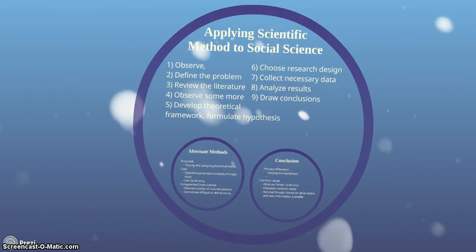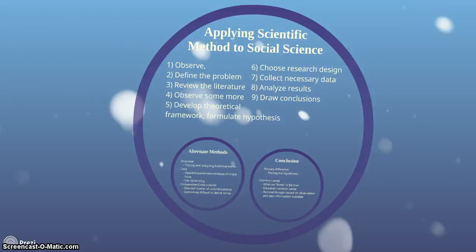In applying the scientific method to social sciences, there are nine steps that one should observe. The first one is observation. This is something that the ancient Greeks did quite well. Plato and especially Aristotle focused on very careful observation and description of what they observed. The second one is the definitions. In social science, definitions are extremely important.